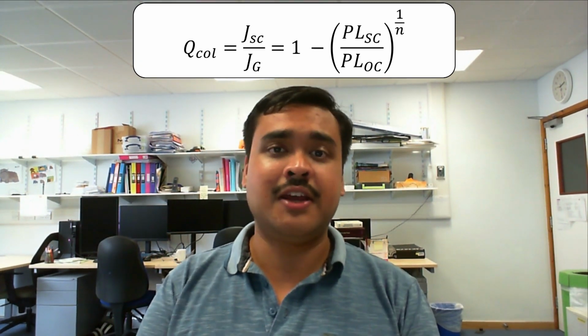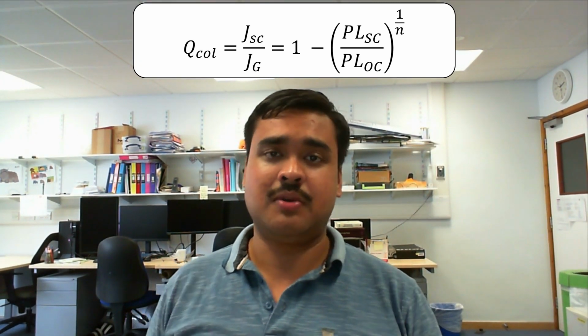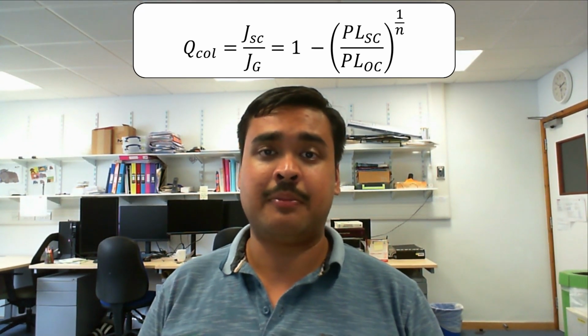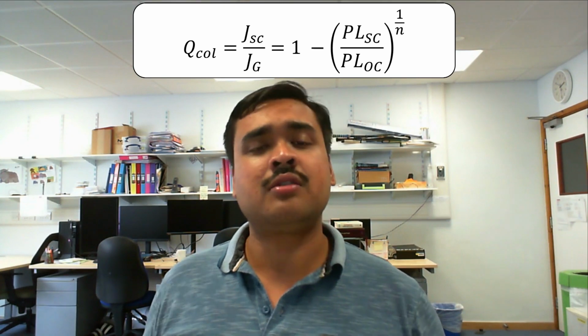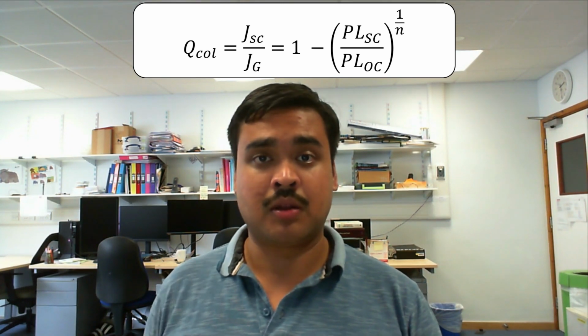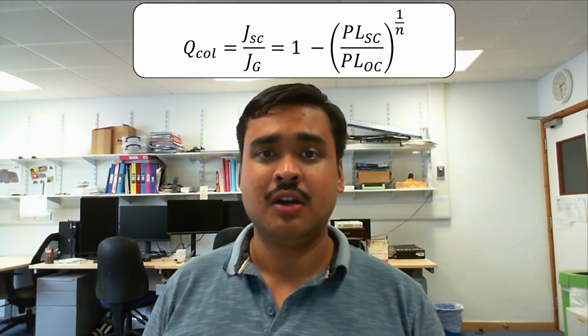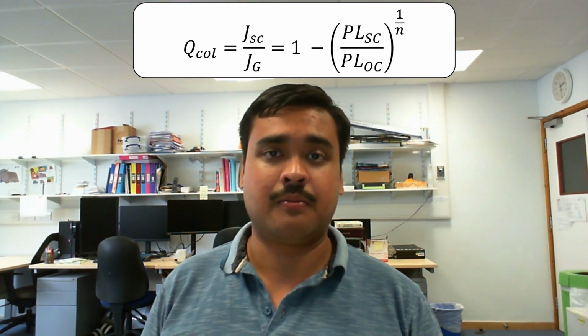In order to calculate it, you need three measurements: a measurement at open circuit, a measurement at short circuit, and a map of the ideality factor. All three of these are measurable using our setup, and so by making a map of this charge collection quality, we can make a map of current loss.